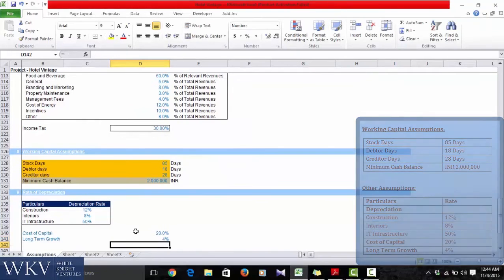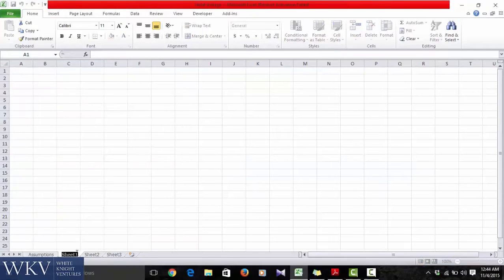Assumption sheet for the model. We will now prepare the following sheets here: income statement, cash flow statement, balance sheet, output sheet, and the working sheet.